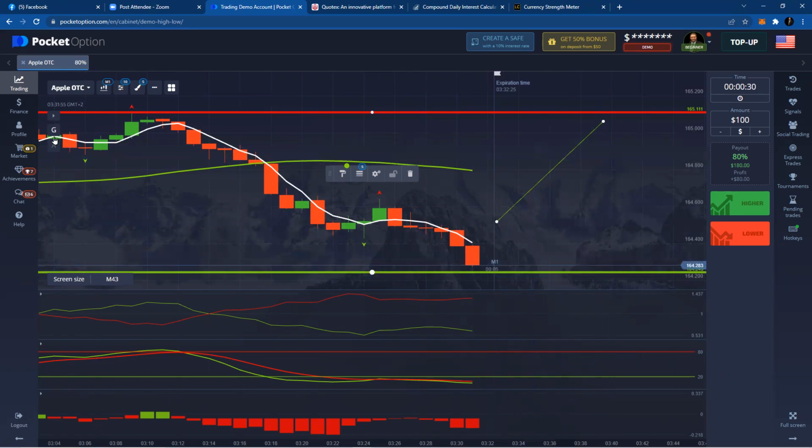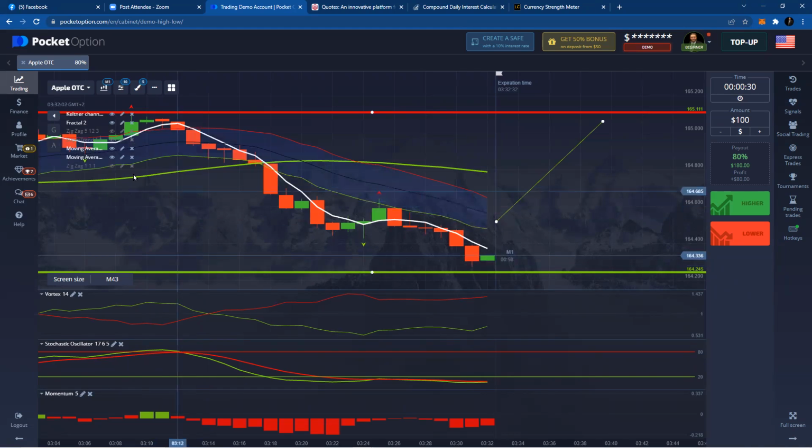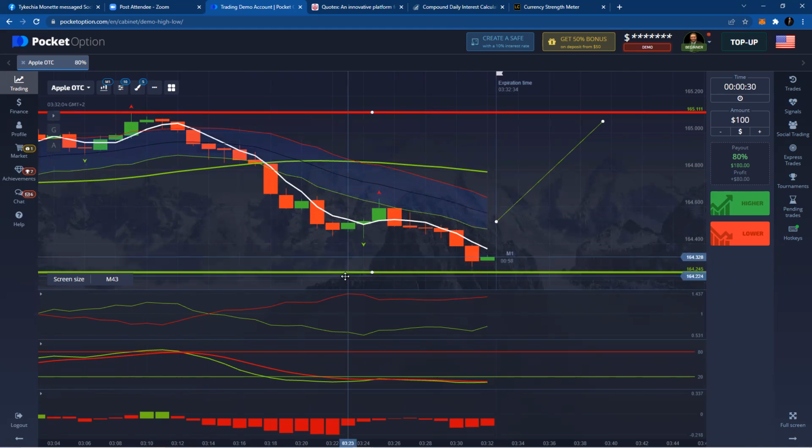And one other tool that I use a lot to take a look at what the trend is, the kernel channel. Okay, and what the kernel channel does is you see over here, okay, it's telling you which direction the trend is going.